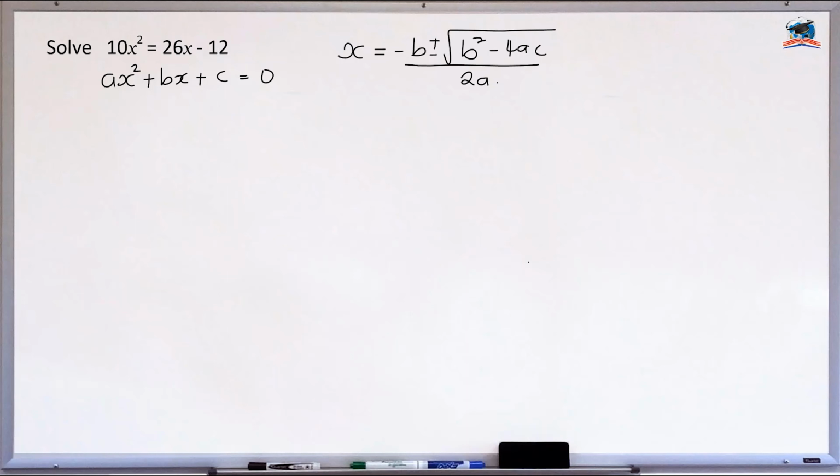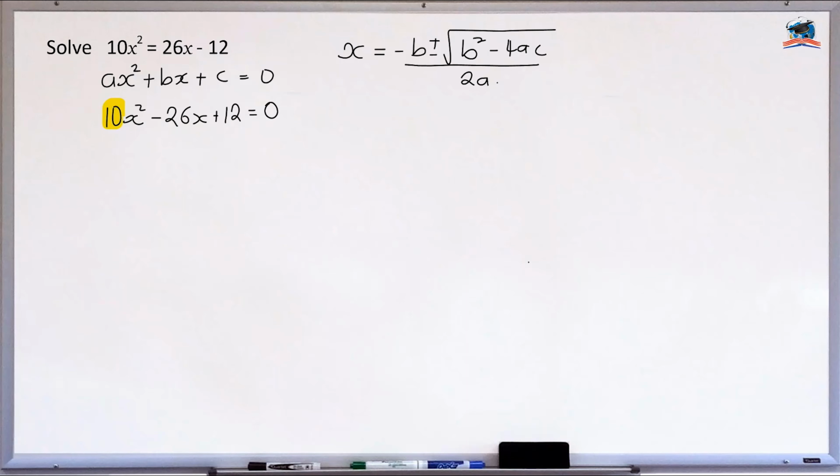Let's rearrange. Now we have 10x squared, that's in the right place. We need to move the 26x over the equal sign to the left, and that will give us a negative, so it's going to give us a minus 26x. We also need to move the minus 12 to the other side of the equal sign, which will give us a plus 12. On the right hand side, all the terms have been moved, so we end up with a 0. So now it looks like a quadratic, and now we can solve.